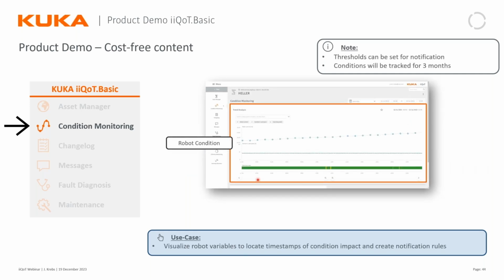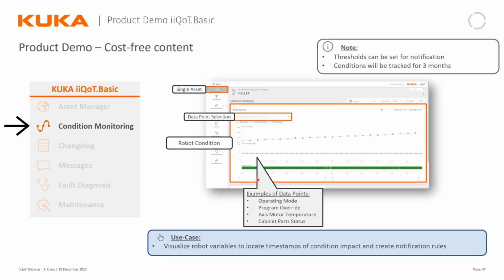If I am looking at condition monitoring on the single asset view, then it looks a little bit different, because now I do have this visualization of my conditions on my variables, and I do have a certain number of specific data points I can select from. For example, operating mode, program override, motor temperatures, if I change parts on the cabinet, and so on and so forth. And as you saw earlier, on all these conditions, I can set notification rules in order to be triggered for specific thresholds.